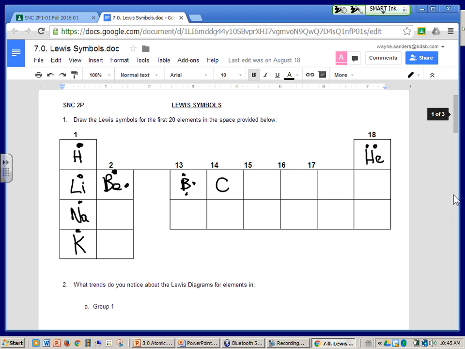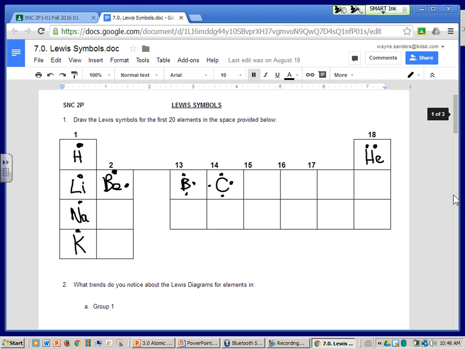Carbon. How many dots for carbon? It comes from the group number. We're ignoring the 1. Take a look here for a minute. 1, 2 dots. Ignore the 10. 3 dots, 4. That's the number that was at the top. That's the group number. Ignore the 10 because we're not worried about these guys in the middle.